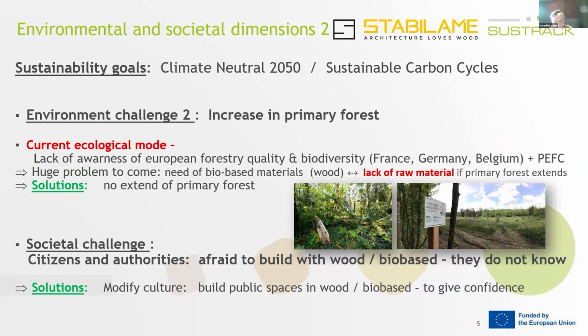Then a second environmental barrier is, for us, the increase in primary forests. There is a current ecological or even ideological mode. And we see there a lack of awareness of European forestry and its quality and biodiversity, which is quite good in Europe. And we see that there could be a huge problem to come if there is an increase in the need for bio-based materials like wood. It faces a lack of raw material if the primary forest extends. So for us, it's quite dangerous to extend the primary forest, even if the idea is very good at first.